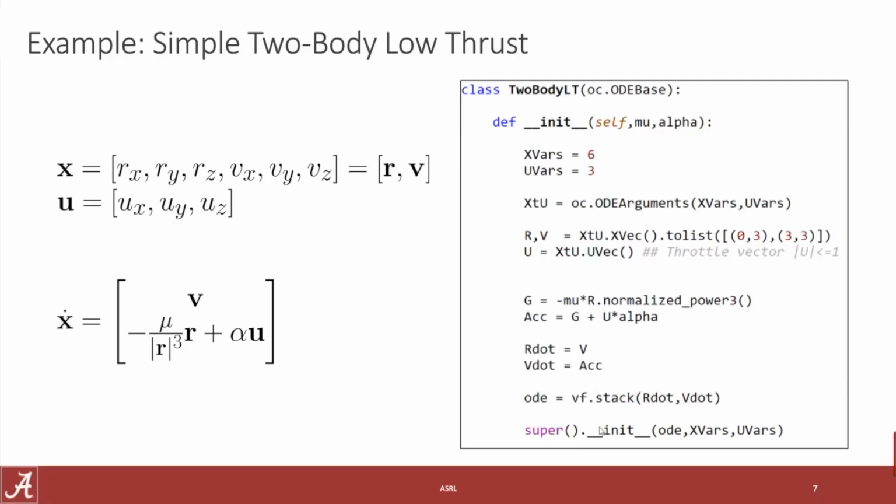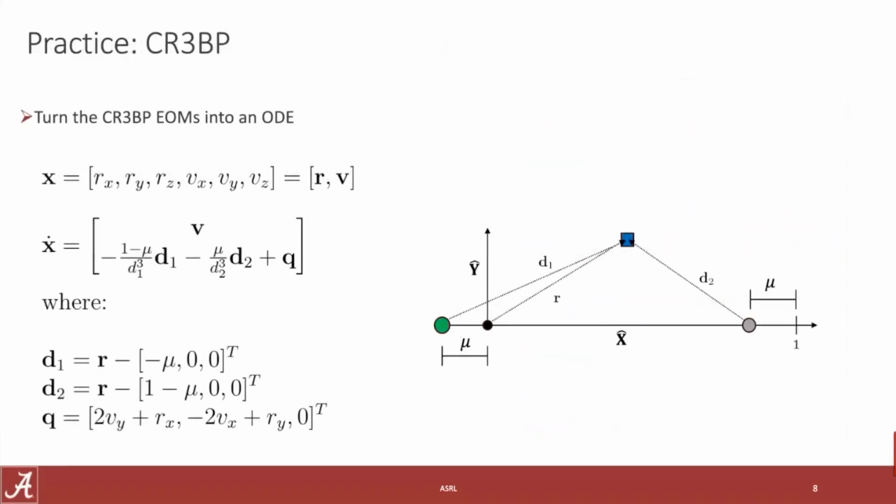Then we're going to use the super init. So we're essentially calling the init function on this ODE base, passing in the derivatives vector function, and then allocating again the size of states and the size of control. So, having been walked through this, hopefully it's feeling a little more familiar. Let's move on to a practice.